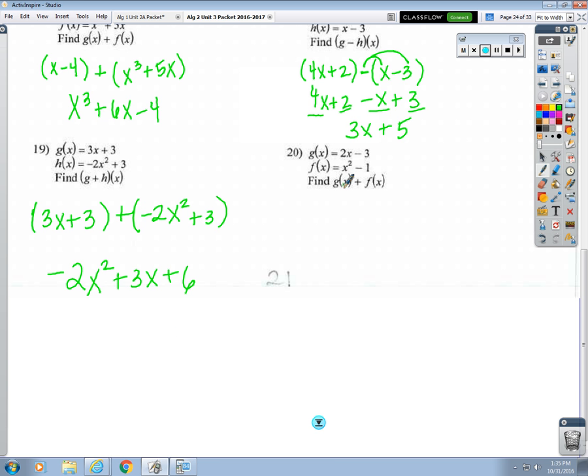Okay, g function is 2x minus 3. The f function is x squared minus 1, and they want you to add them. Well, the 2x doesn't combine with anything. The x squared doesn't, so I bring it down. And then the negative 3 plus negative 1 is a negative 4. That's a quadratic trinomial. Go ahead and flip to the next page.